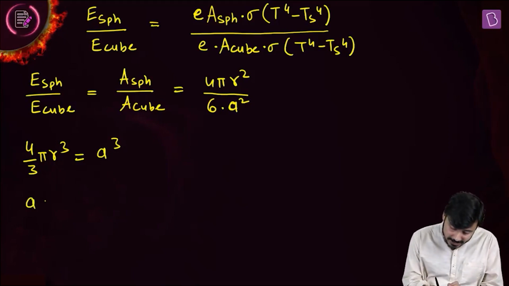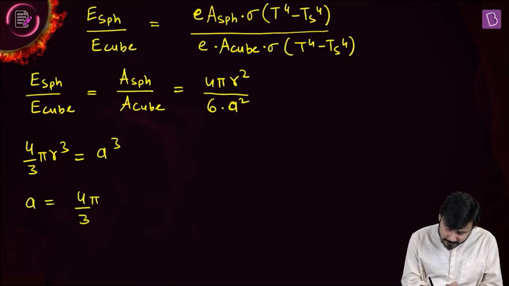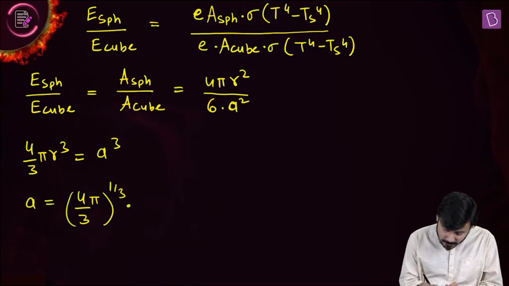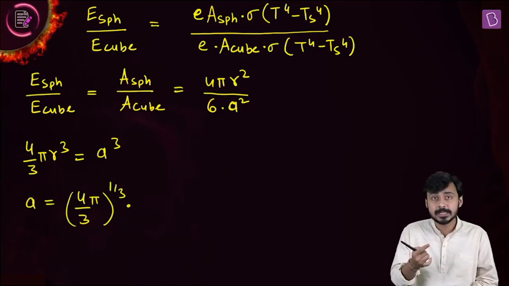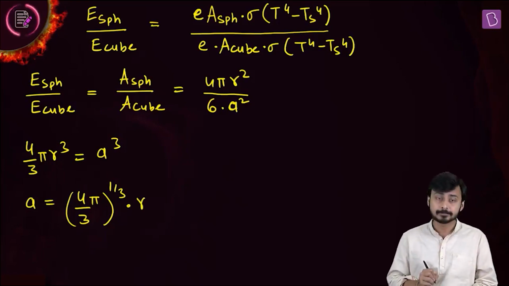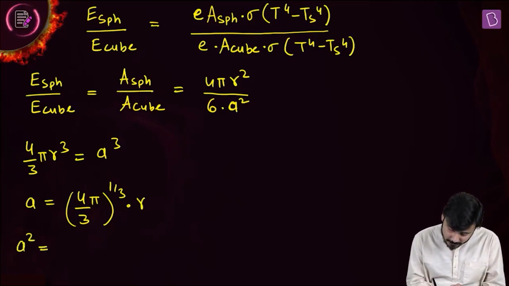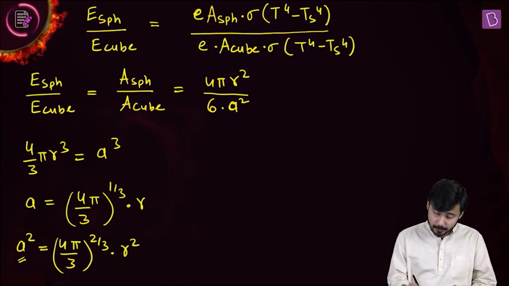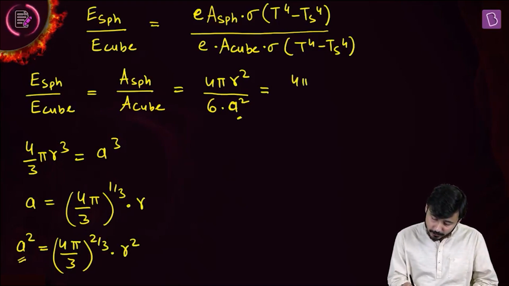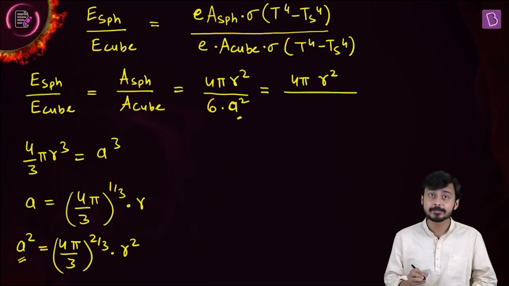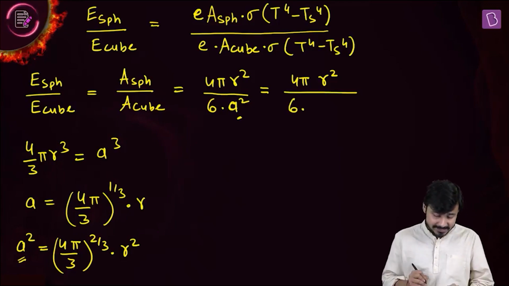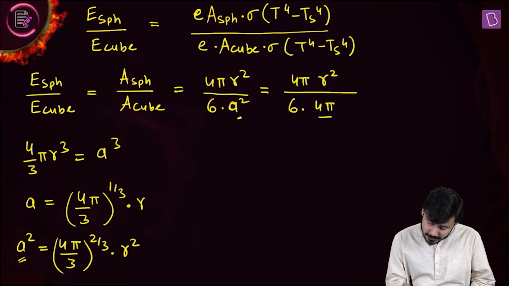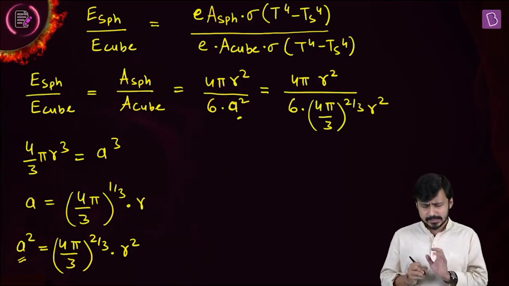So from there I can write a is equal to (4 by 3 times pi) power 1 by 3 multiplied by r cube power 1 by 3, that becomes r. So the value of a square will be (4 pi by 3) power 2 by 3 into r square, and this a square I want to put in this. So this becomes equal to 4 pi r square divided by, please follow me, 6 times a square. A square will be (4 pi by 3) power 2 by 3 multiplied by r square. This you just need to solve.